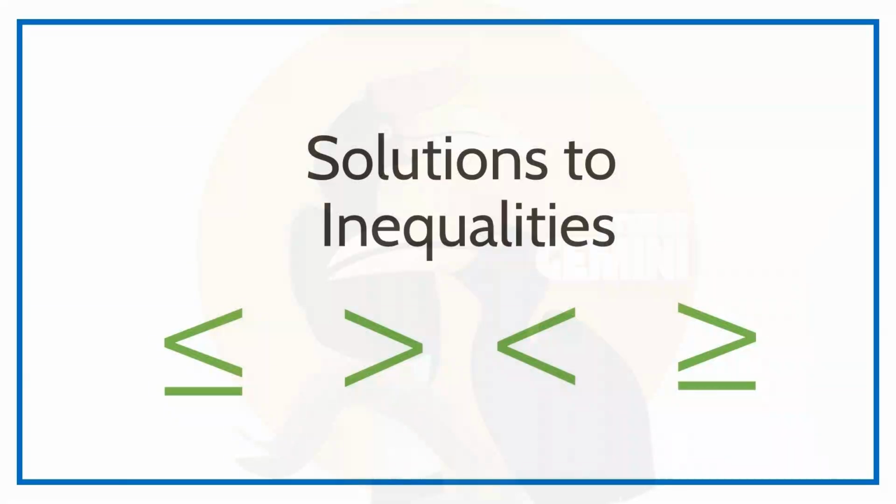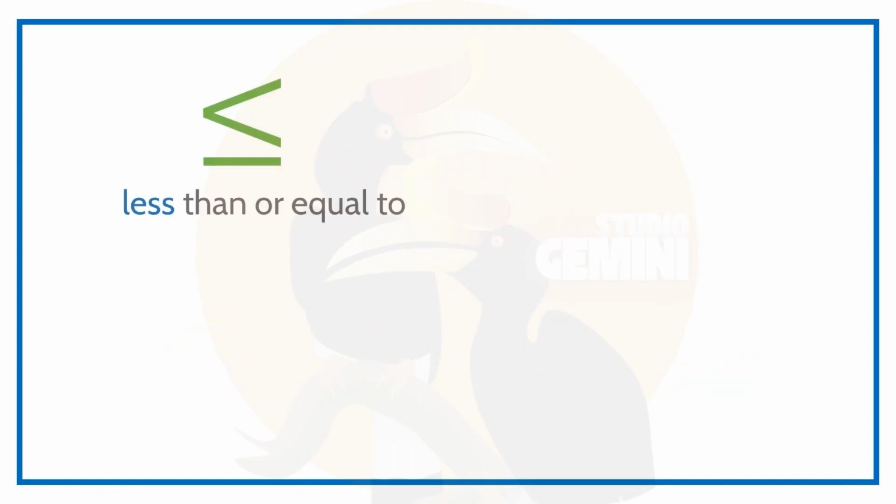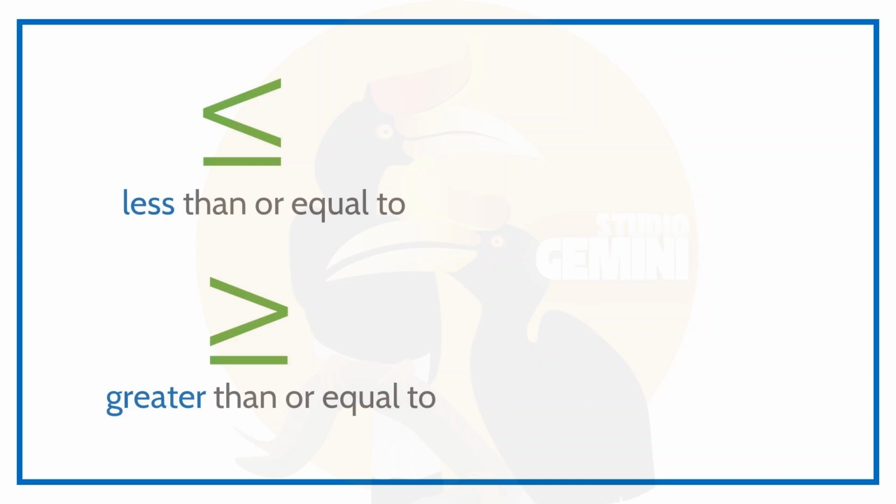Let's take some time today to talk about solutions to inequalities. First, let's review the inequality symbols. This sign means less than or equal to. This sign means greater than or equal to. When using either of these two symbols, it means that both sides of the inequality can be equal.